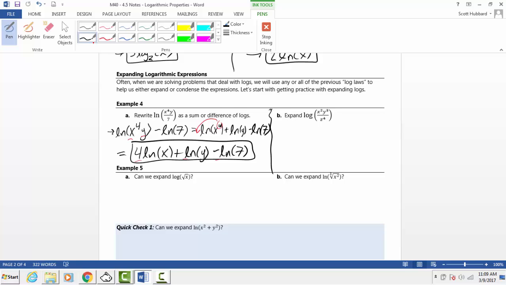So let's get practice again doing this one. So it looks like it's going to be quotient rule first. And I'm going to have 2 terms on top and 1 term on the bottom. And so I'm going to get log x squared plus log, that's actually a cube, sorry, it's hard to see on these notes, y cubed minus log z to the 4th. And hopefully everyone sees what we can do now. We can just do these exponents.